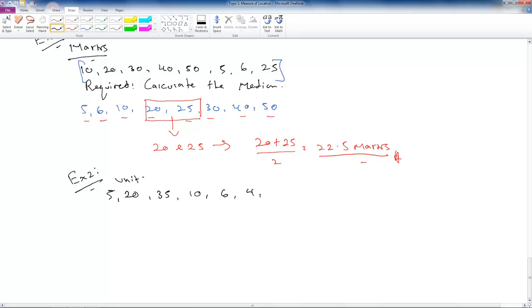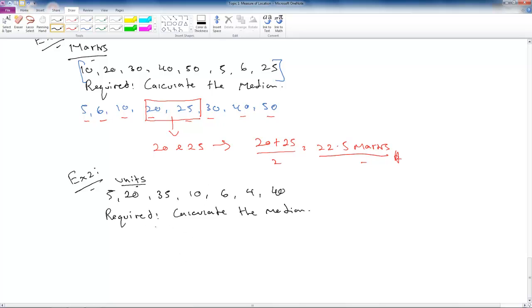Put this as a unit here. And then we have 40 over here. So, required: calculate the median.